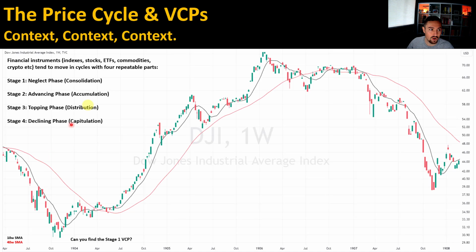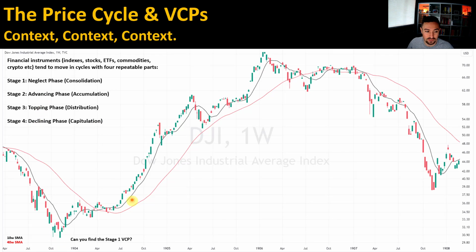So let's start with the price cycle and VCPs. Context, because it's where are you seeing specific things. So let's just start off with the 4 stages of the price cycle. Stage 1, neglect phase. So that's going to be consolidation down here. There's actually a really nice VCP that you're going to see in a couple of slides time down here as well. I'll give you a clue. 1 contraction, 2 contraction, 3 contraction. You could also include this as well.